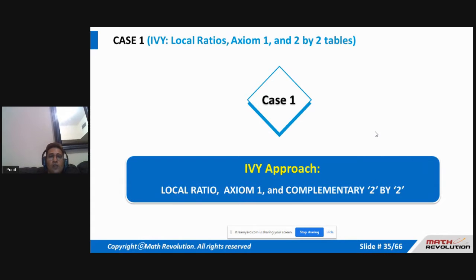So the case one right now says local ratio, Axiom 1, and complementary 2 by 2. So we are dealing with a complementary table. I'm not sure whether this table would be hidden or revealed. I mean, the words would be visible, or we need to infer or deduce that from the question. So just be ready with your pen and paper.